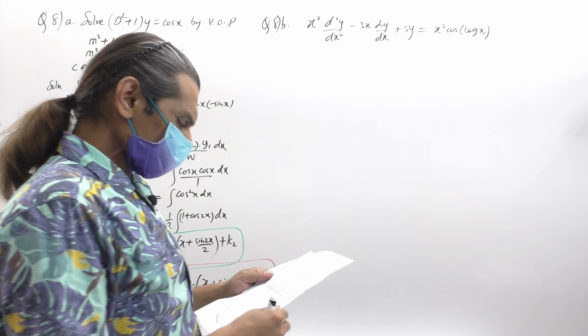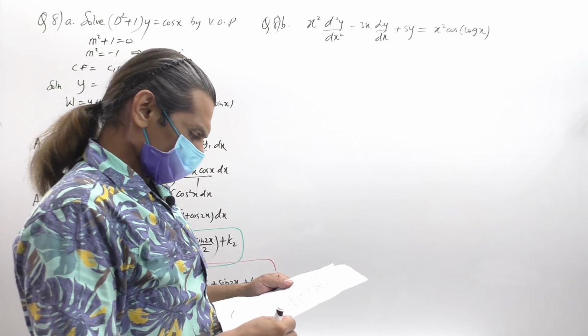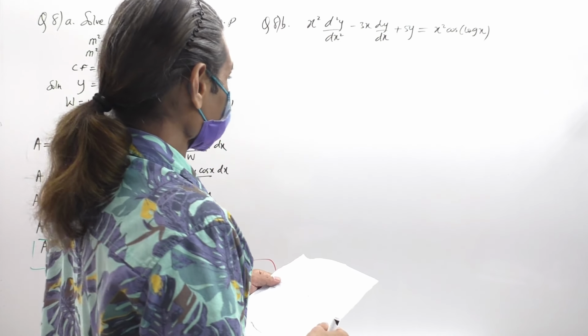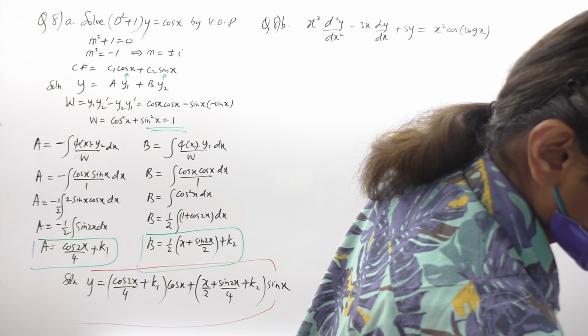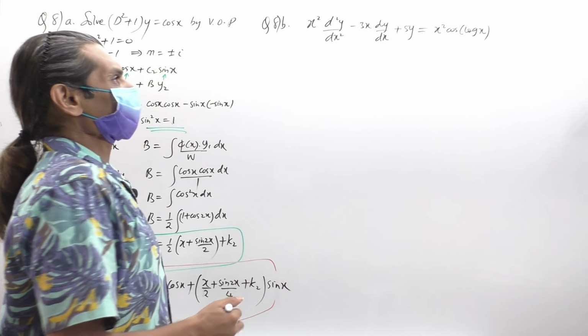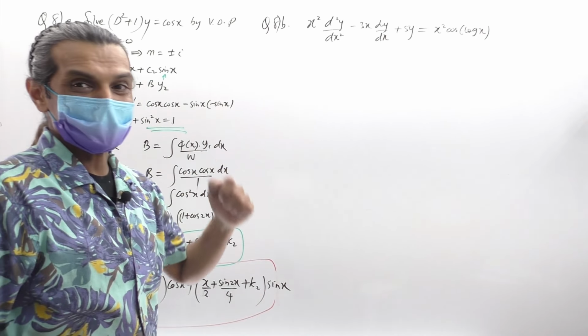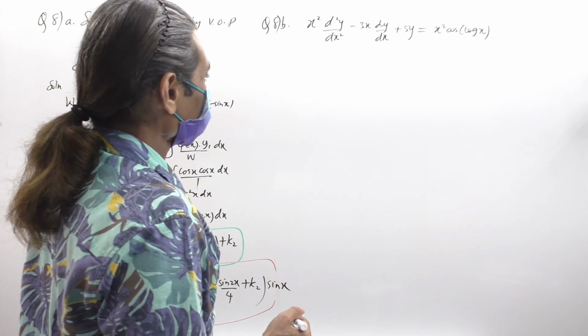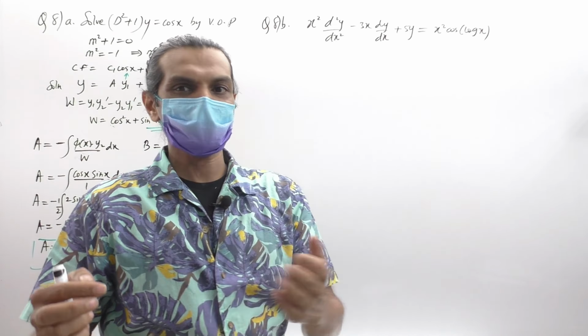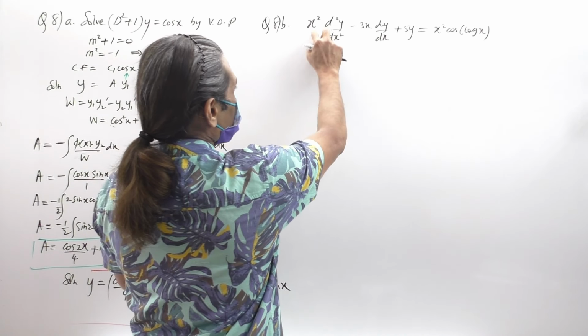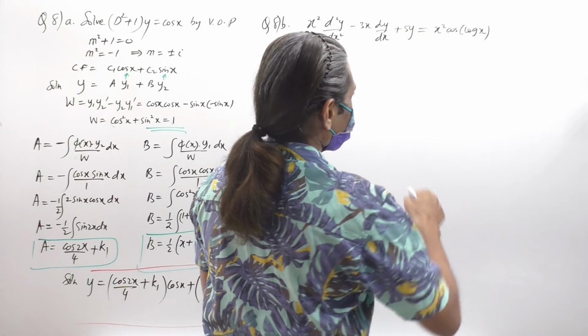I think there is a slight misprint in the model question paper. It should be x² d²y/dx² minus 3x dy/dx plus 5y. Okay, so let's check it with the roots. Now this is clearly Cauchy's differential equation. So why Cauchy's? Because Cauchy's is x² y double dash plus x into y dash and so on. So simply x² d²/dx², x dy/dx is all Cauchy's.